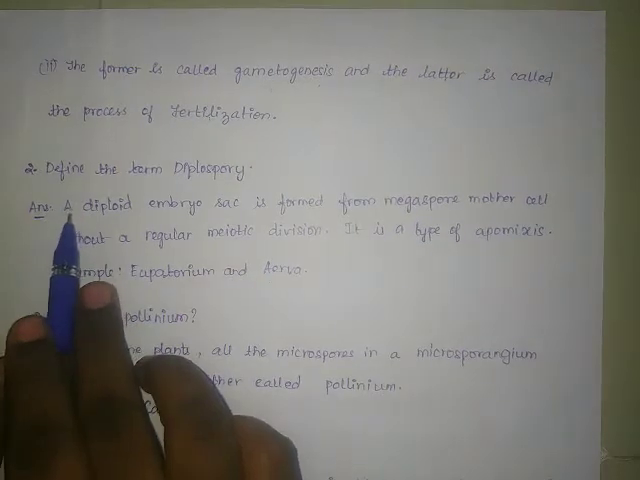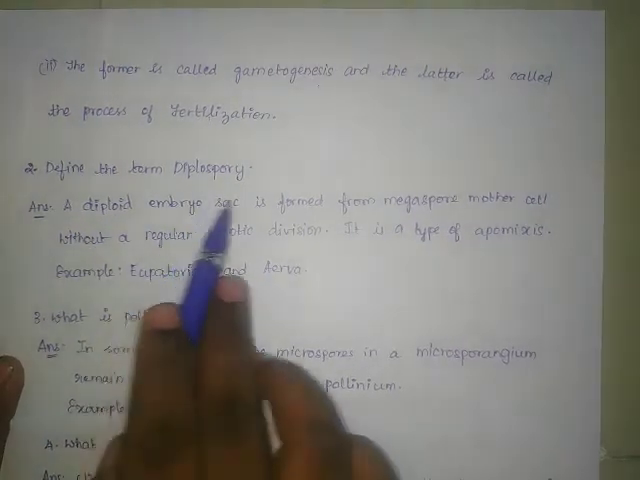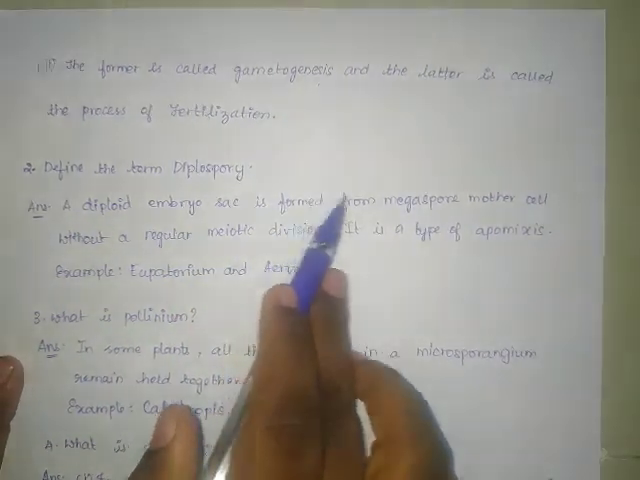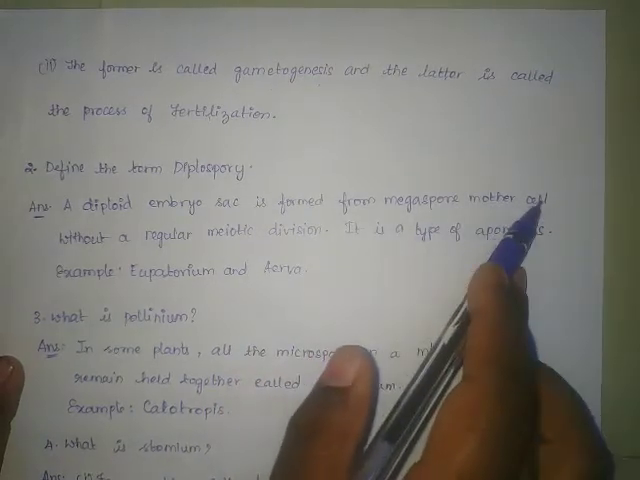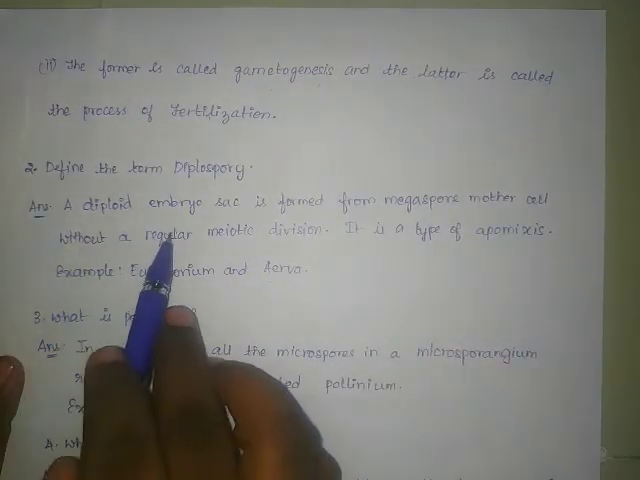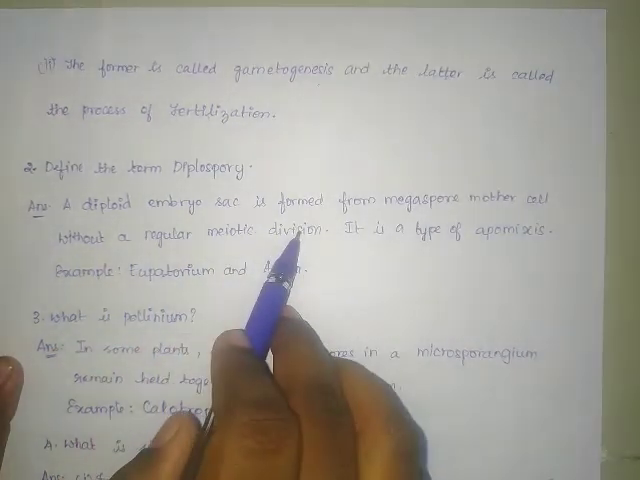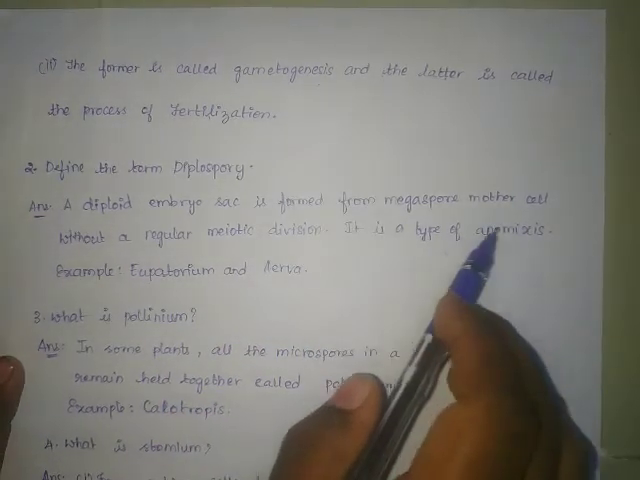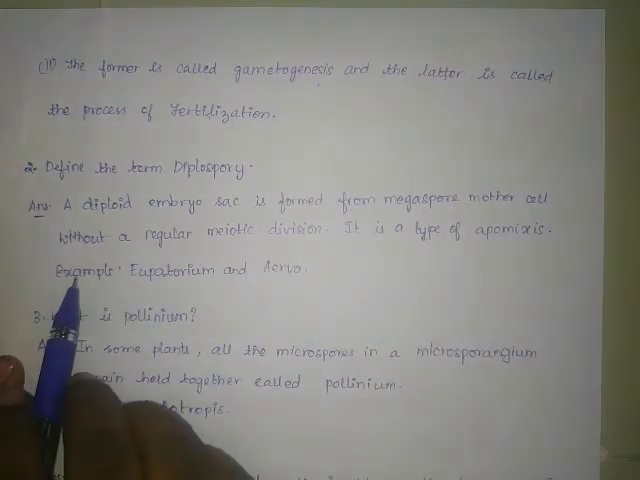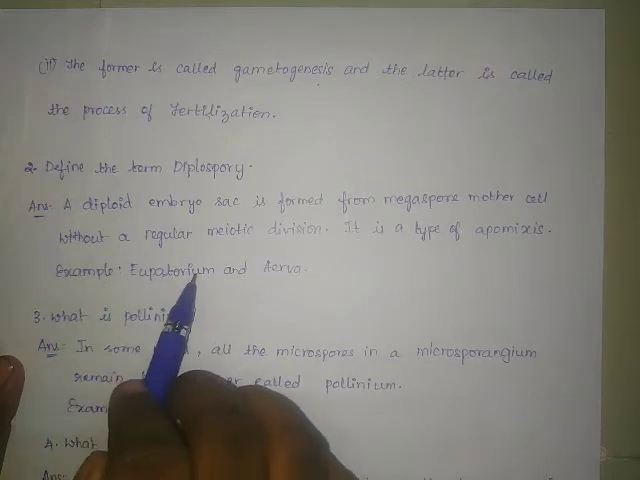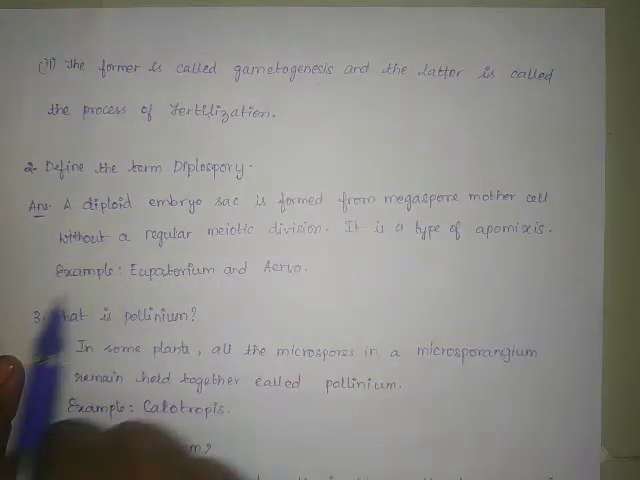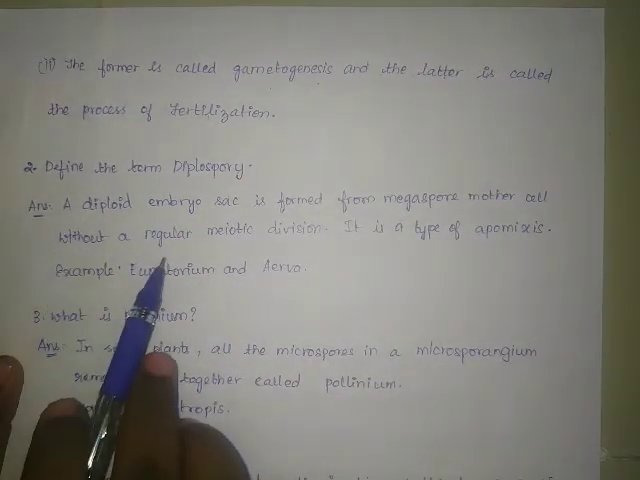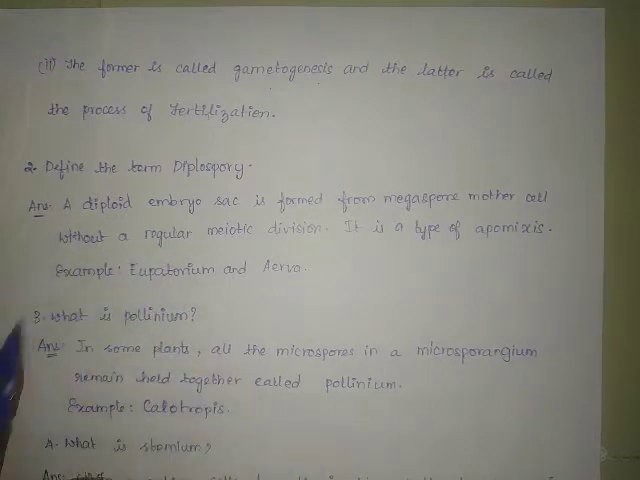The answer for that question is: a diploid embryo sac is formed from megaspore mother cell without a regular meiotic division. It is a type of apomixis. For example, Eupatorium and Ixeris. So this is the correct answer for second question. Copy it down.